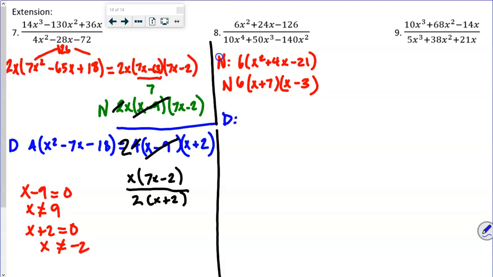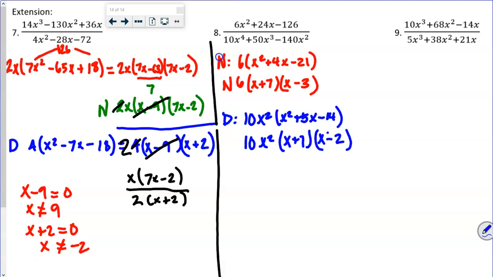Okay, so this time, looks to me like we have a 10x squared and everything as our common factor, right? Our GCF. So that's going to give me x squared plus 5x minus 14, right? So again, we're going to leave that 10x squared, and then we're going to factor this some more. What are the factors of negative 14 that add up to be 5? So that would be plus 7 and minus 2, right? Okay, so now we're going to put these over each other and see what simplifies.